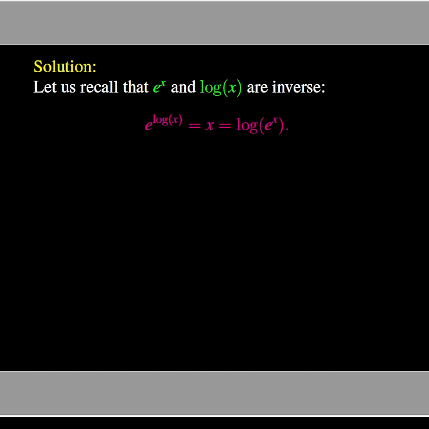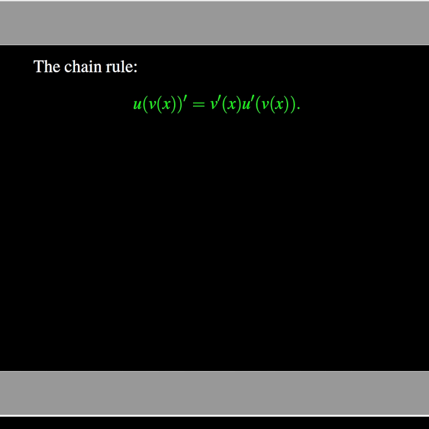In order to simplify this expression, we will use the properties of the exponential and logarithmic functions. We know that the exponential of log of x is equal to x, which is also equal to the logarithm of the exponential of x. It comes that we will also have to use the chain rule. We know from the chain rule that the derivative of the composition of two functions u of v of x is equal to v prime of x times u prime of v of x.